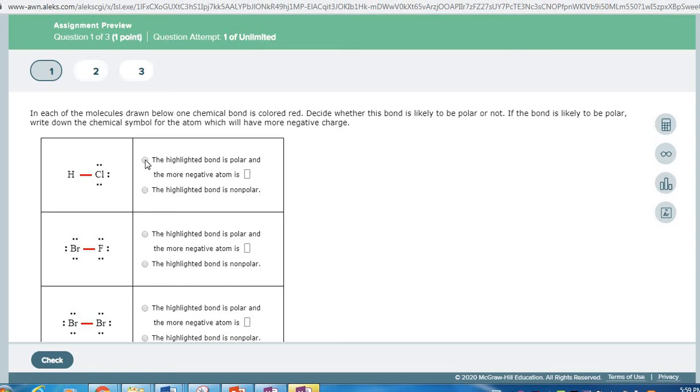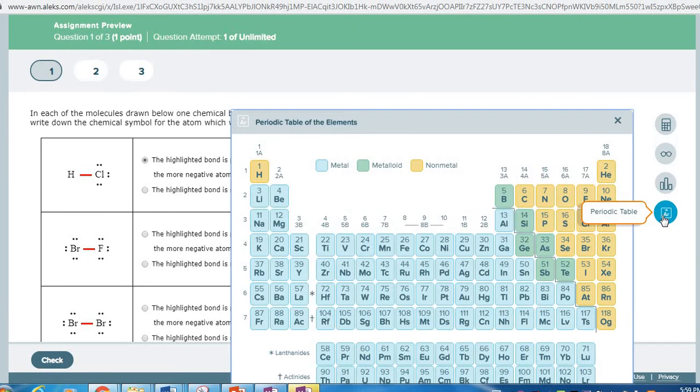And so in this case, this for sure is going to be a polar bond, and the more negative atom is going to be chlorine. Okay, let's look at the second one. We have bromine and fluorine. Again, I have to understand and know about electronegativity in order to understand if this bond is going to be polar or not. So let's look at that periodic table and refresh ourselves on trends.